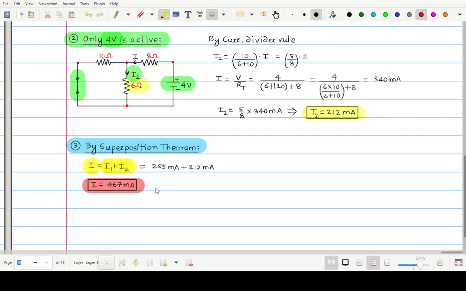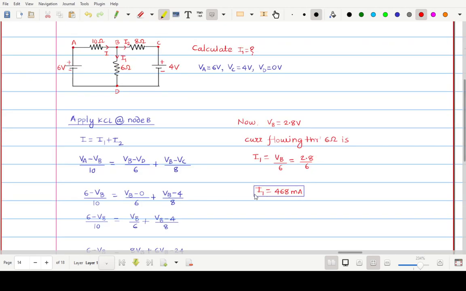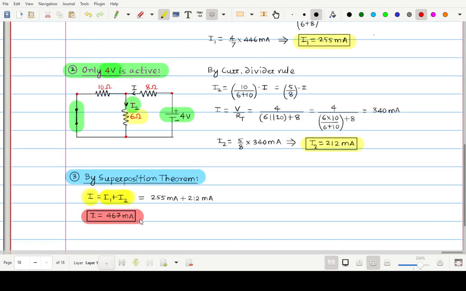Now we have solved the same example by using nodal analysis. For the same circuit we applied nodal analysis, and by nodal analysis our answer was 468 milliampere, and by superposition theorem we are getting 467 milliampere, meaning almost the same answer. Whatever technique you are applying, you will get the same answer. So in this way, by using the superposition theorem, you can calculate the current flowing through any branch of the network.